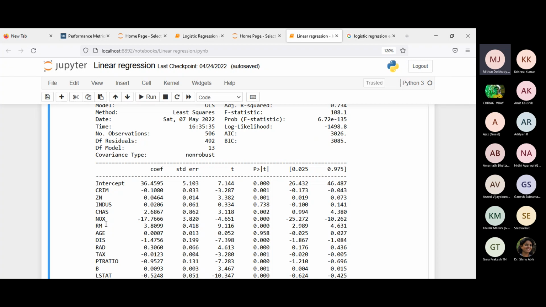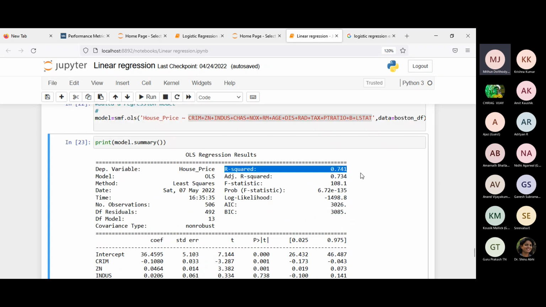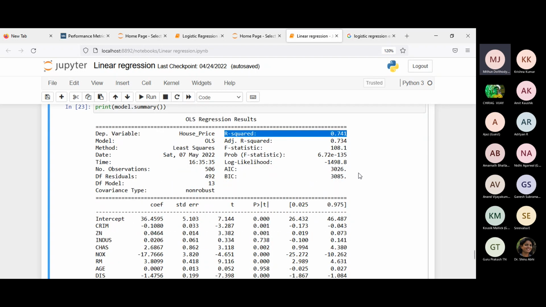That is one statement you should make clearly. You should be crystal clear that R square is the coefficient of determination, and it lies between 0 and 1. Greater than 70% is always good, less than 70% is always bad.